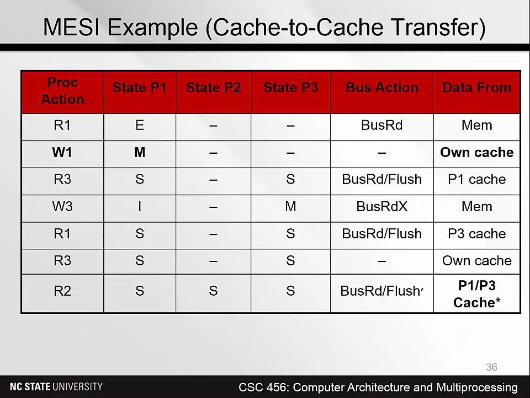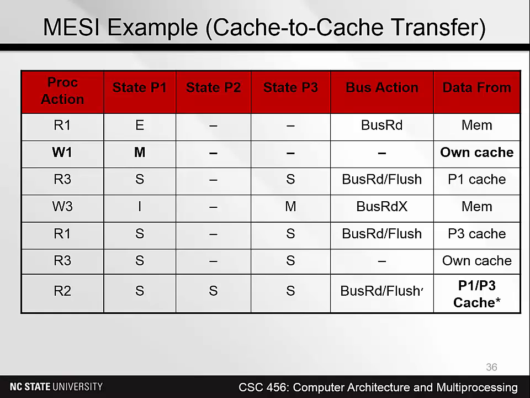This table shows which caches have the block in which state after each instruction. It also shows which bus action takes place. We've assumed that when a line changes from state S to state M, a bus read X is issued. But our system might also support a bus upgrade transaction, in which case the line can change to state M without the block having to be sent across the bus to the requesting processor.